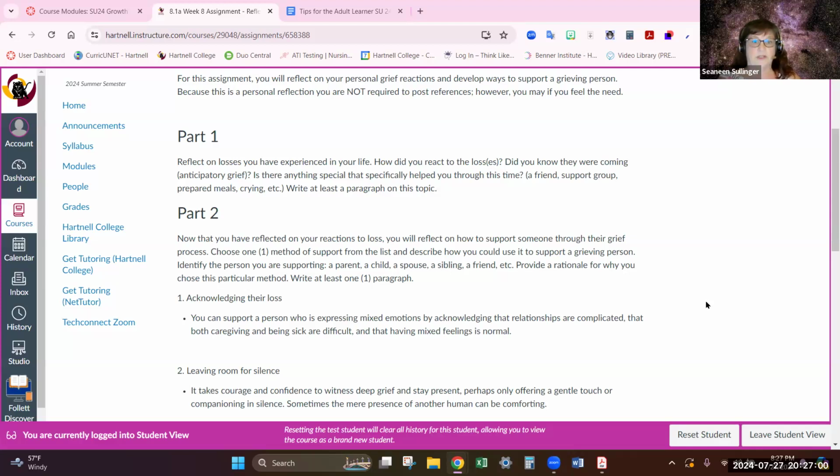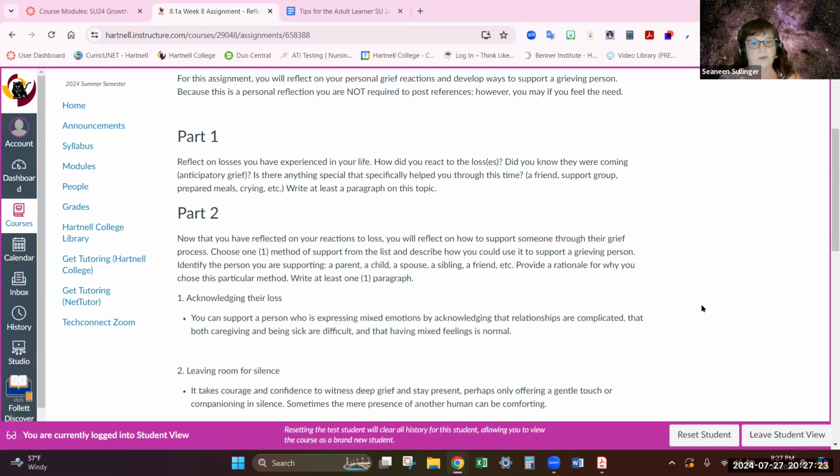You can support a person who's expressing mixed emotions by acknowledging that relationships are complicated, that both caregiving and being sick are difficult, and that having mixed feelings is normal. Now, these particular choices that you have of ways to help support someone through their grief process are generally in regards to losing a person to the death of someone.